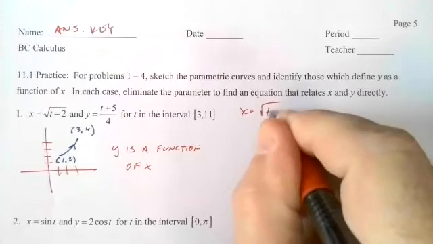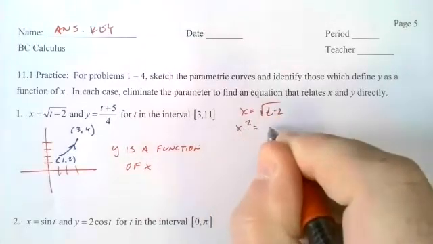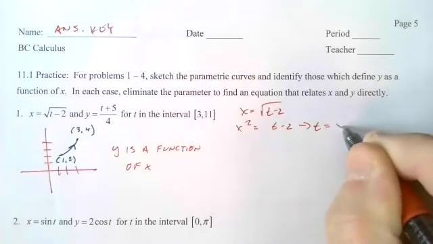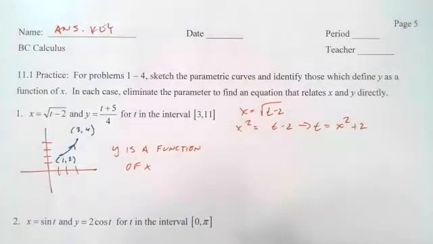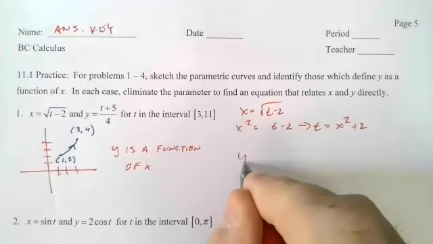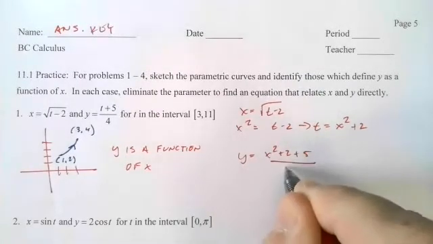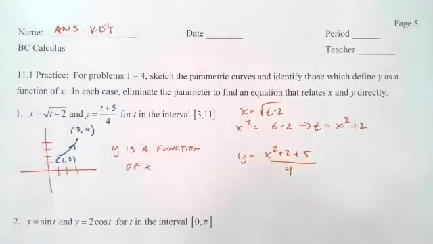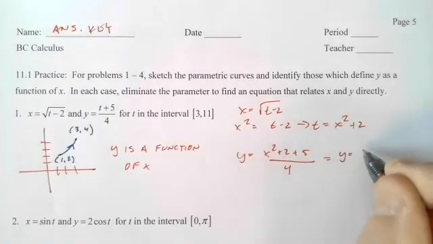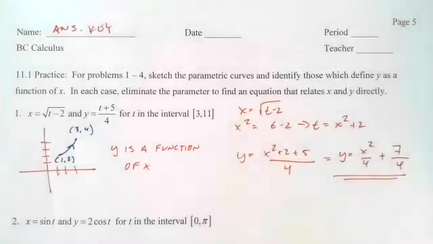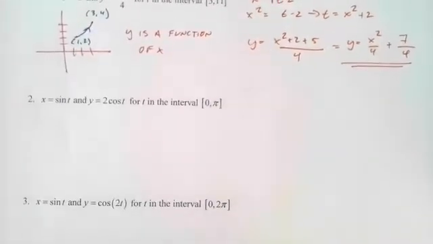x equals root t minus 2, x squared equals t minus 2, t equals x squared plus 2. Therefore, y equals (x squared plus 2) plus 5, over 4. y equals x squared over 4 plus 7 over 4. Like I said, I'm rolling fast, so pause if I lost you.